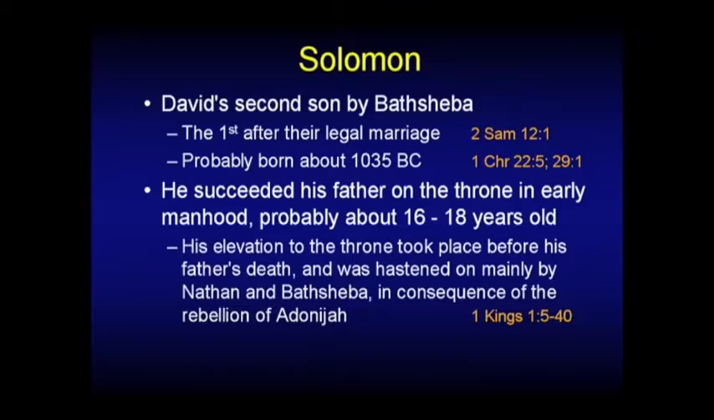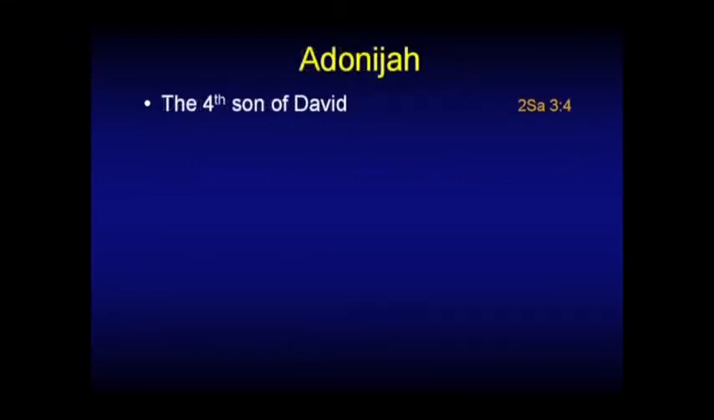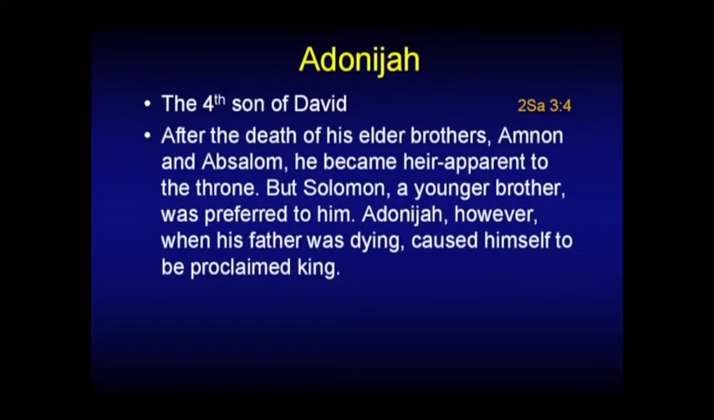Nathan and Bathsheba recognized that Adonijah was getting ambitious and starting to declare himself as king. So they encouraged David to cut that off by establishing Solomon as his successor before he dies, not wait for his death, which he did. Adonijah was the 4th son of David, and his elder brothers died, so he became the heir apparent, presumably. But Solomon, his younger brother, was preferred above him as far as David's concerned.